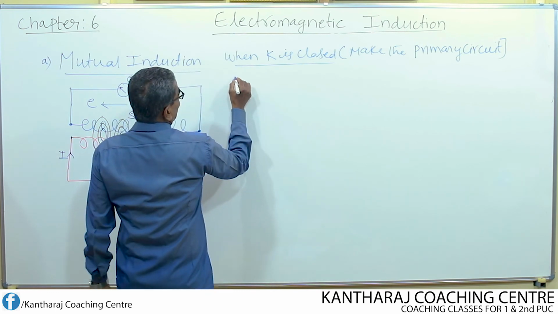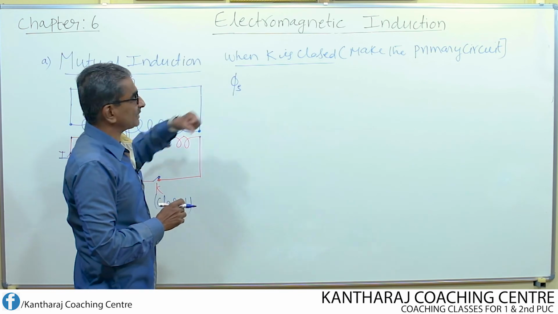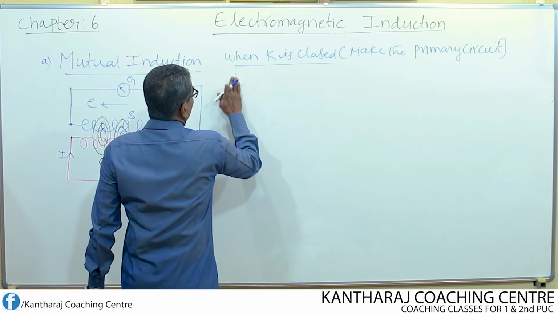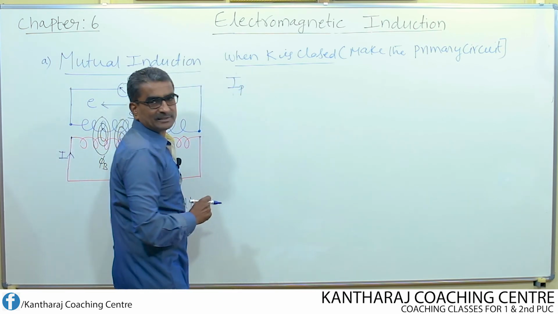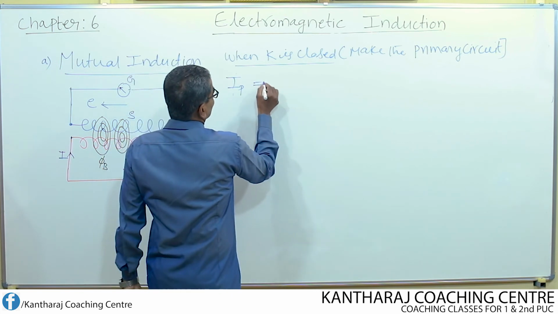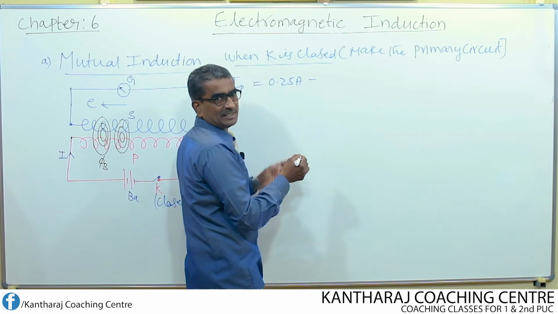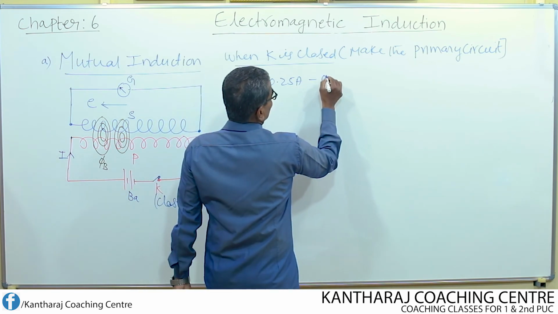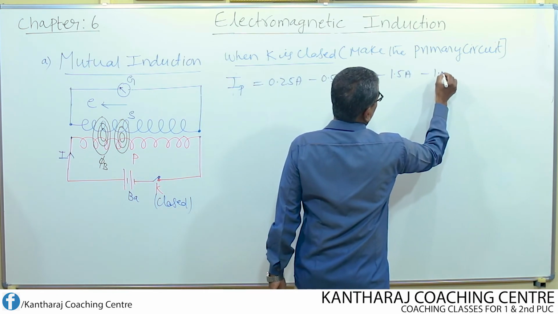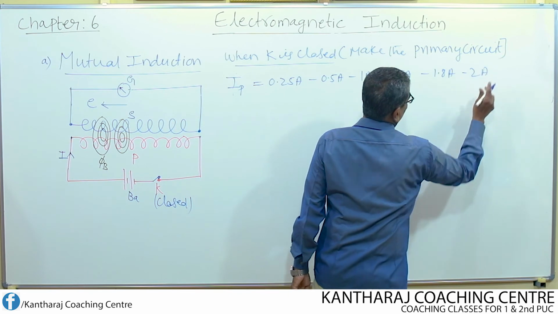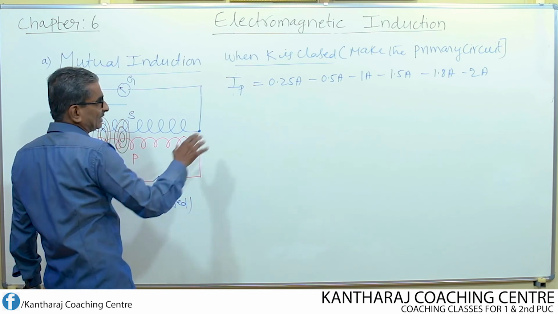Now what happens? The magnetic flux in the secondary coil, I write this as S. S stands for secondary. First of all, as soon as we close the key, the current in the primary goes on increasing. Say for example, the current starts increasing like this: 0.25 ampere, 0.5 ampere, now it may become 1 ampere, then 1.5 ampere, then 1.8 ampere, and finally 2 ampere. The maximum current I would like to pass through the primary coil, let us assume, is equal to 2 ampere.